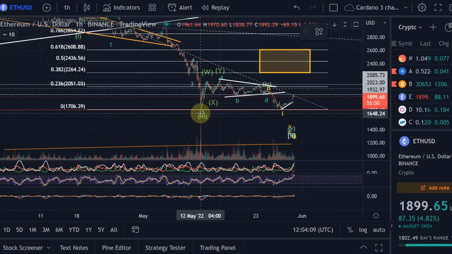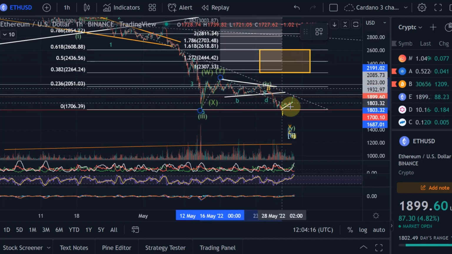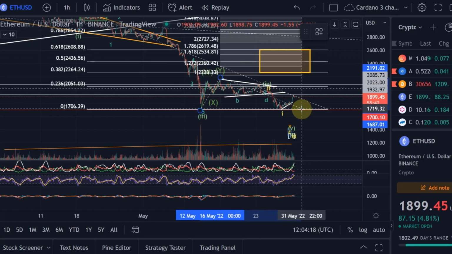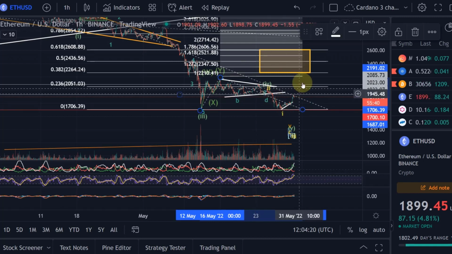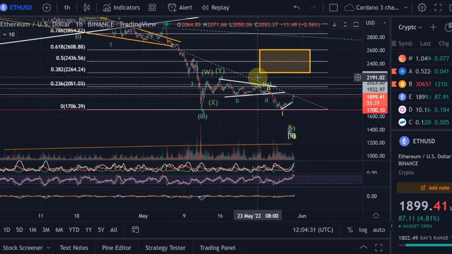From another point of view, we can also measure the target from the other way around, looking at the wave C length that we would then have. We would look at $2,521 roughly. That would be the 1.618 fib extension of the wave A. That would usually be the target of the wave C. So this is what we're looking at here. Unfortunately, it is all still, in my opinion, at the moment, a corrective wave.